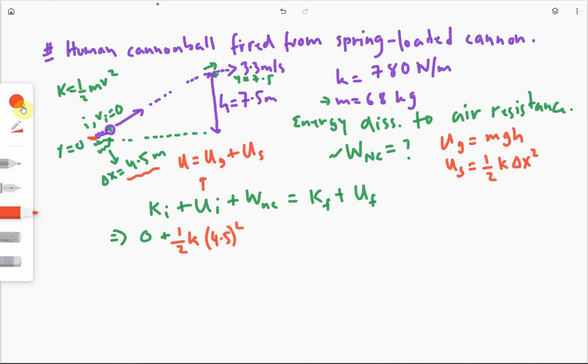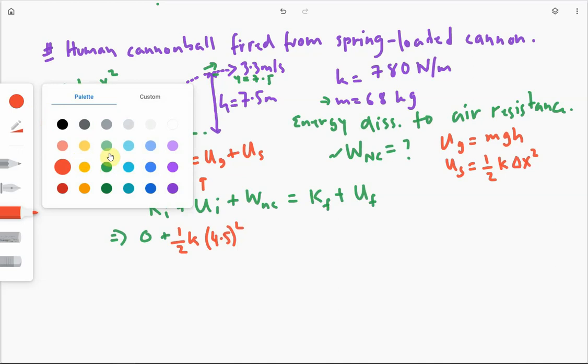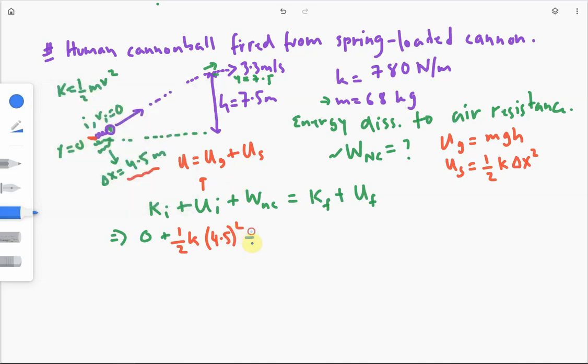And then we have the work non-conservative, which we are looking for. We don't know what that is. This is the work done by the air resistance we are looking to find. Kf is the final kinetic energy at the final point, when the guy just goes over this net. It is 1/2 m times 3.3 squared, right?